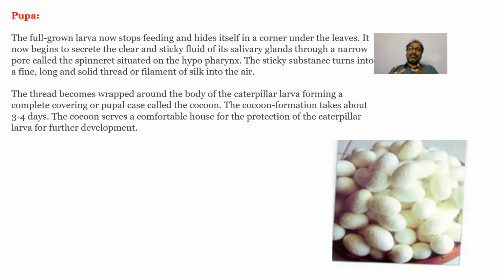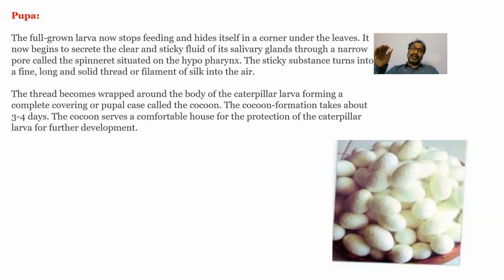Within 3 to 4 days it will protect its body by making a shield with its own fiber. That is called a cocoon here. The cocoon formation takes about 3 to 4 days. The cocoon serves as a comfortable house for the protection of the caterpillar larva for further development.